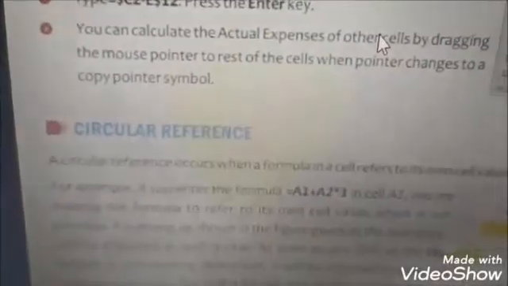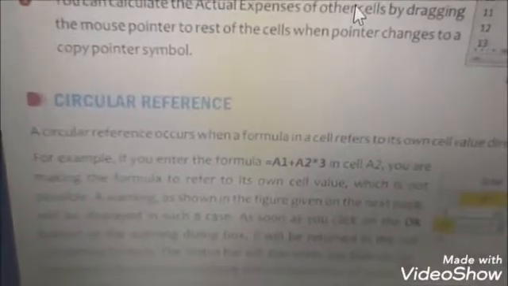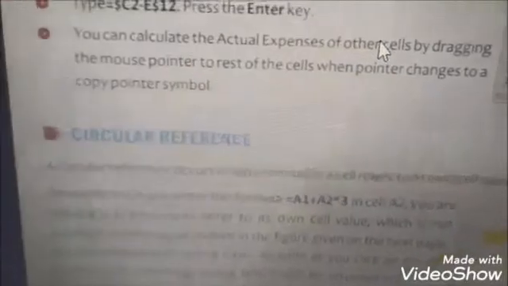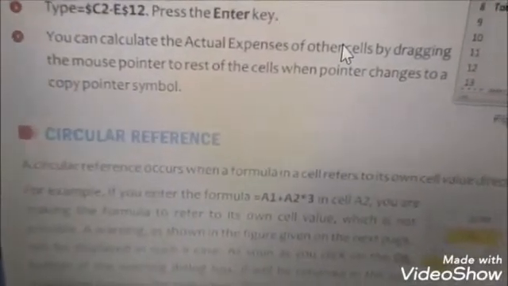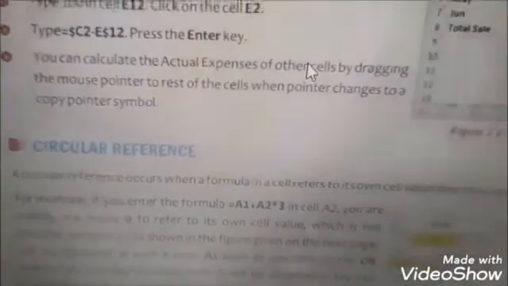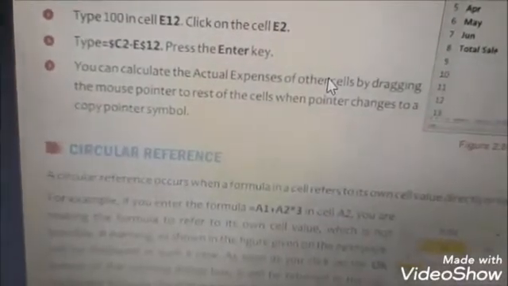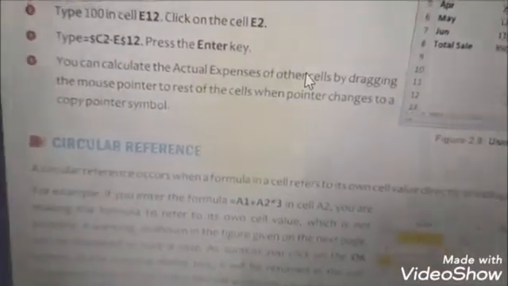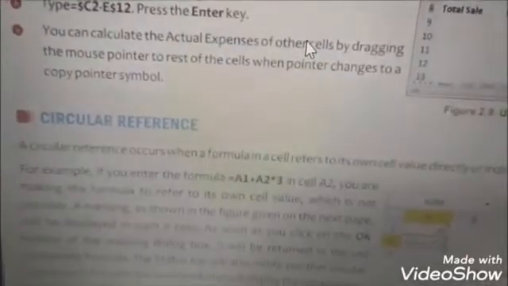Now one extra reference you just need to know, that is the circular reference. What does circular reference mean? Okay, you just look at the book what is written. A circular reference occurs when a formula in a cell refers to its own cell value directly or indirectly. Okay, so in a formula, the cell where you are typing the formula and that cell address itself you are giving, then it becomes a circular reference. Okay, from the example you will be more clear.